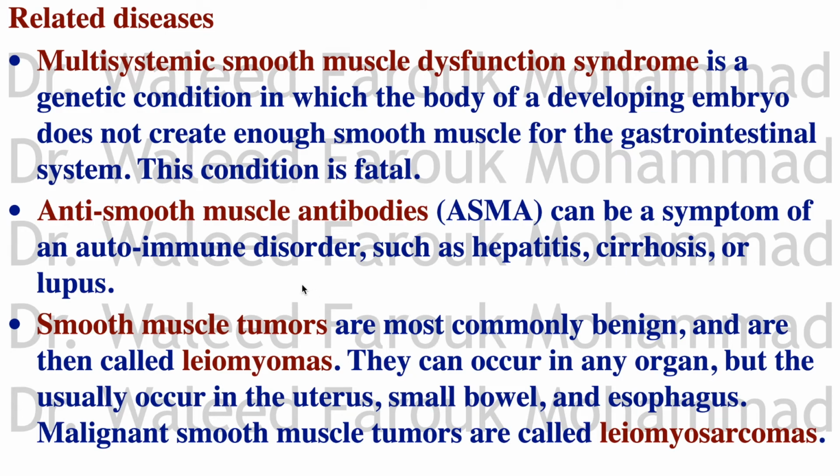Smooth muscle tumors are most commonly benign, and they are called leiomyomas. They occur most commonly in the uterus, the small bowel, and the esophagus. When malignant, these tumors are called leiomyosarcomas.